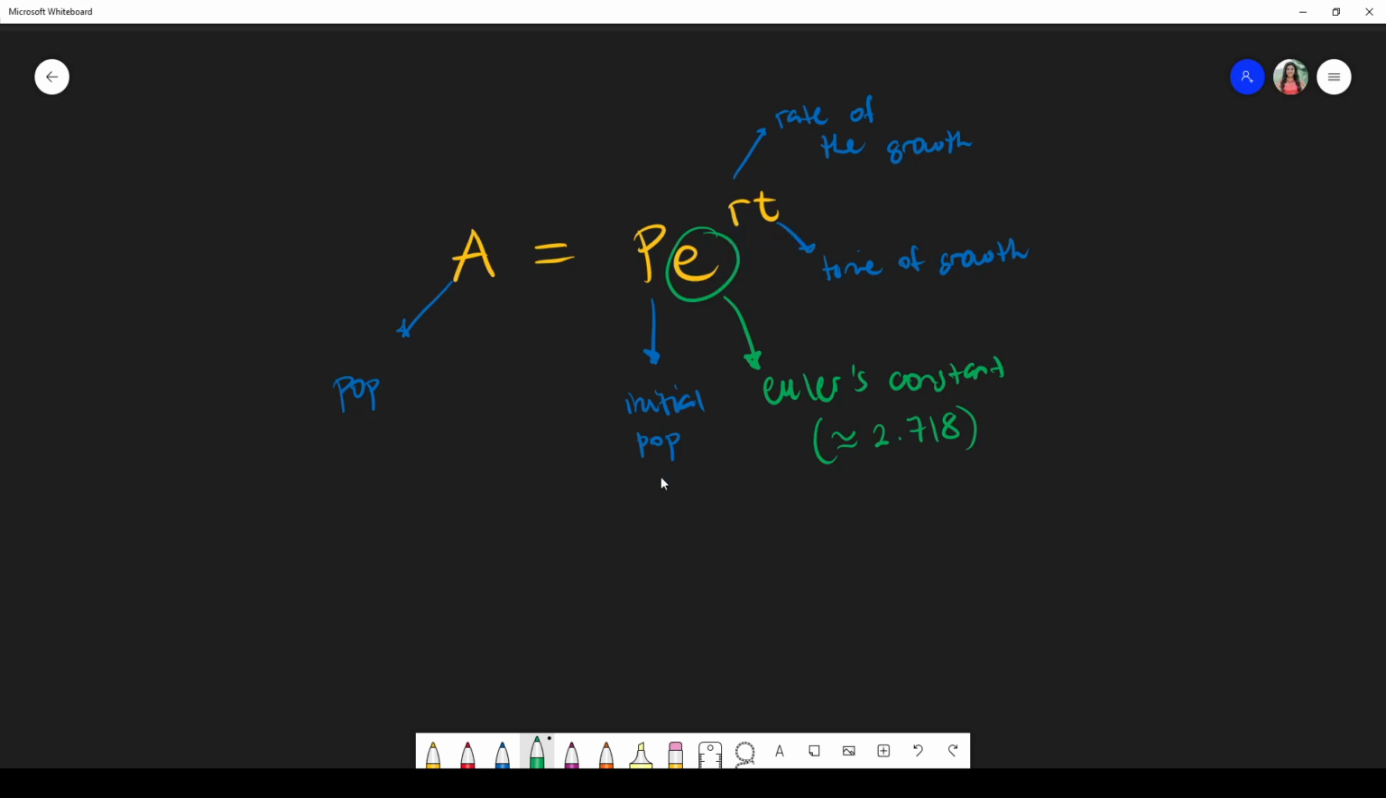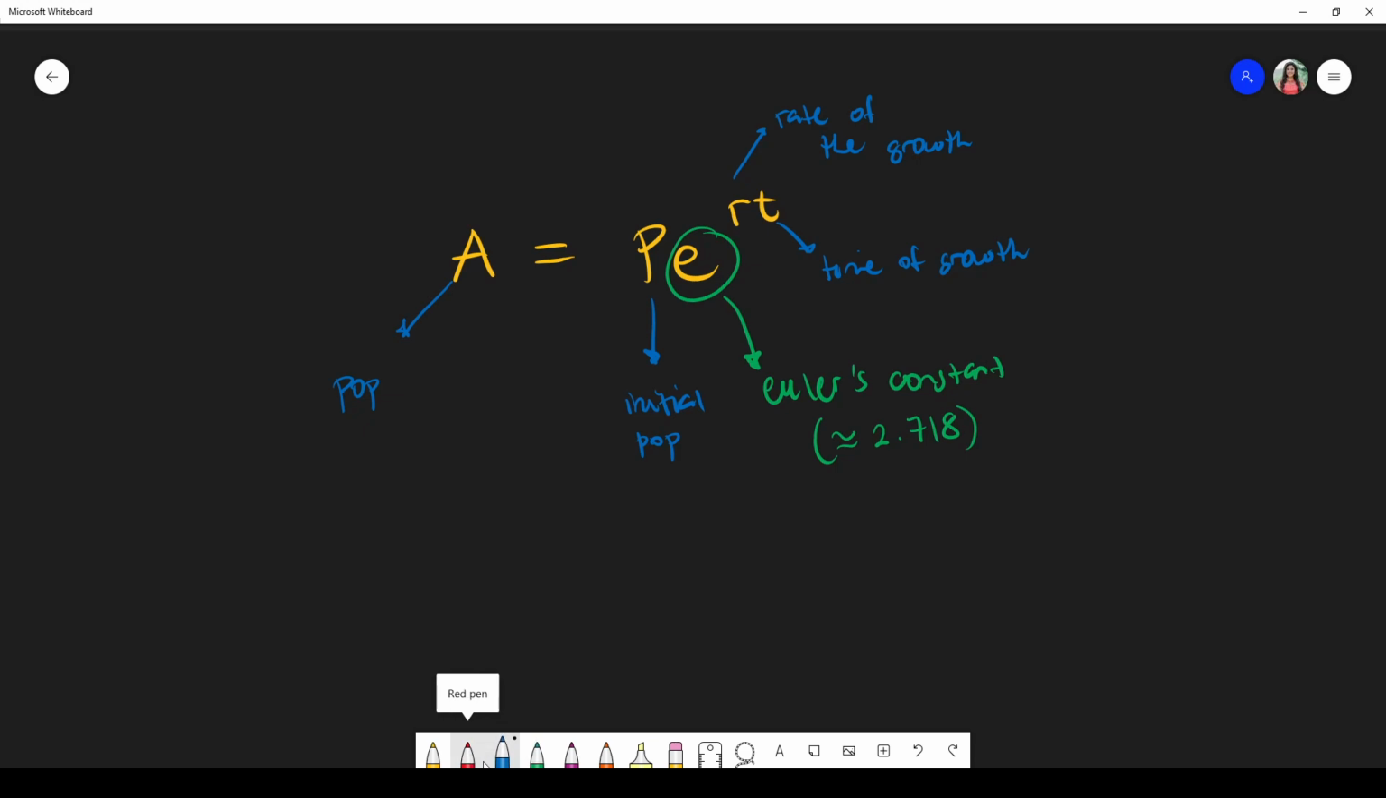And now I'm going to teach you how to solve for the unknowns if you have to find the initial population given the population after the growth, given the rate of the growth and the time of the growth, or maybe even you have to find the rate or time given the initial population and the population growth. So let's try to solve for P first, the easiest among the other variables that we have.